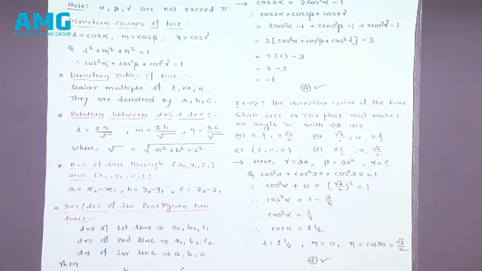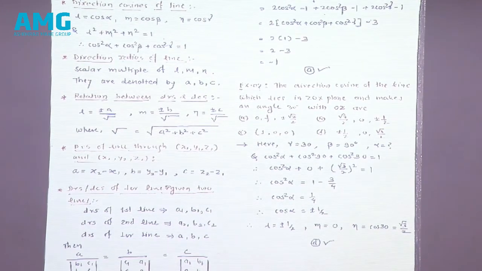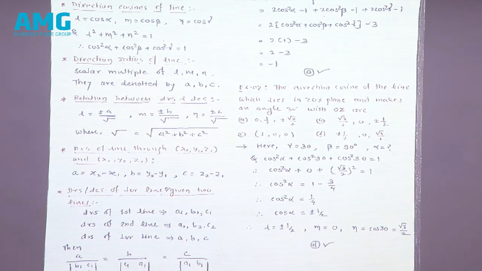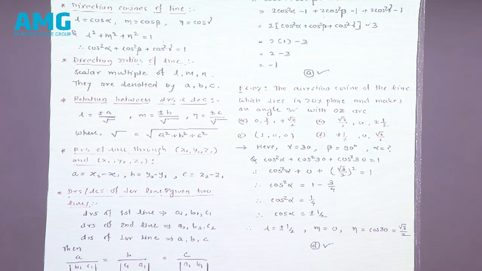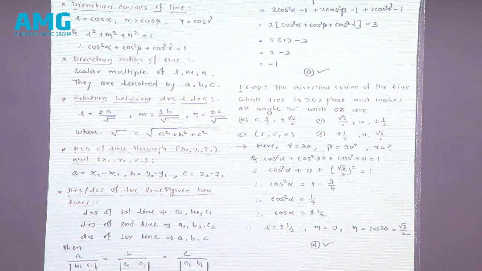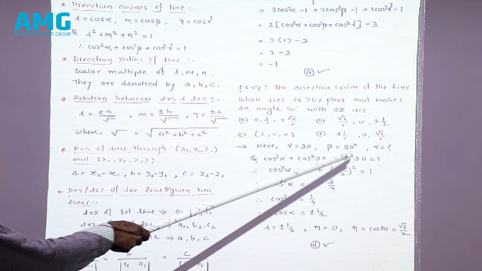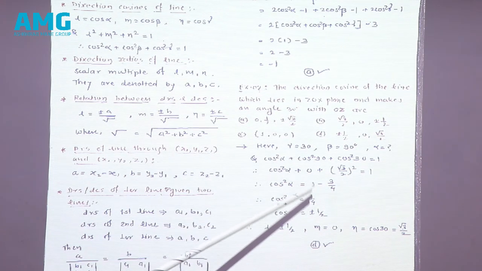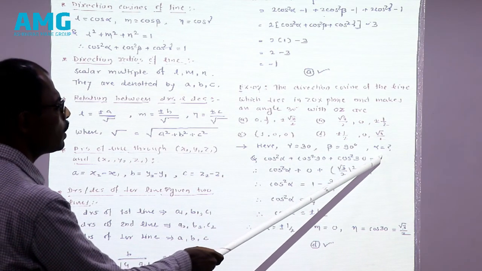Example number 2. The direction cosines of the line which lies in the ZOX plane and makes an angle of 30 degrees with OZ are: options are given. Firstly, the line lies in the ZOX plane, therefore that line must be perpendicular to the Y axis, which gives beta = 90 degrees. The angle with OZ, the positive Z axis, is 30 degrees, therefore gamma is 30, beta is 90, and alpha is unknown.